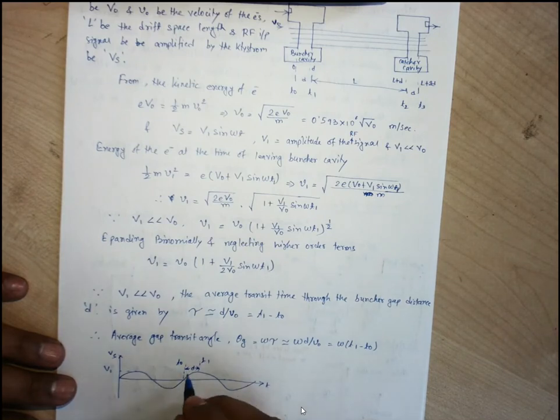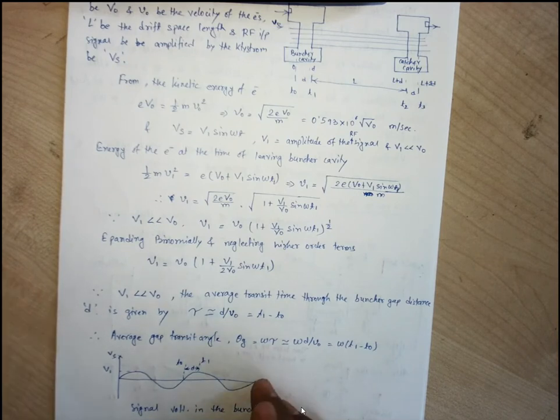Within that time period, this portion of the signal interacts with all three kinds of electrons. We can say this is the signal voltage in the buncher gap. The voltage starts from 0 and goes up to V1 maximum. That is the voltage maintained within this time period. Signal voltage in the buncher gap. Clear?